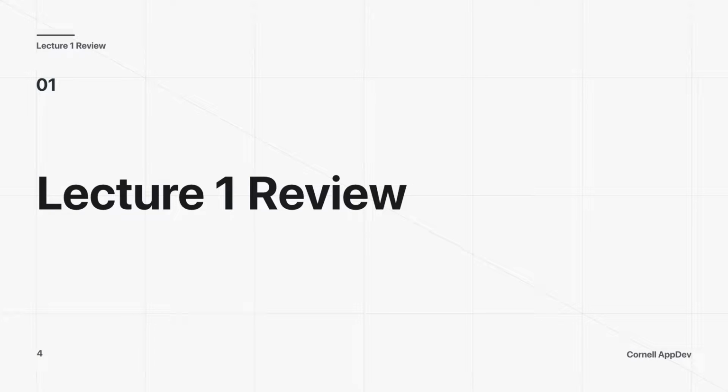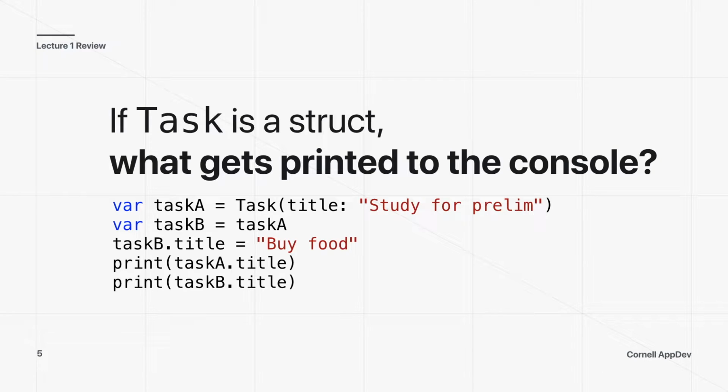Okay, so we're going to go through a quick review of what we went over in Lecture 1. So just to reiterate, if we have a structure called a task, what do you think would get printed to the console if we ran this code? I'll give you guys a little bit of time. Does anyone have any initial guesses? Yeah. Buy food. Well, so there are two print statements. What will be printed in each? Both. For both? Okay, that's a good guess.